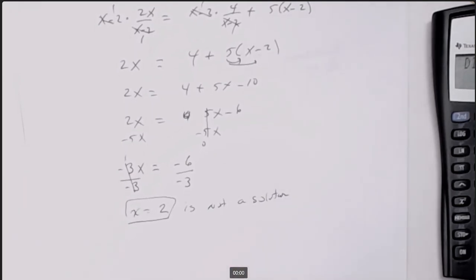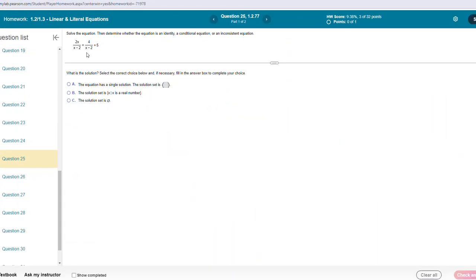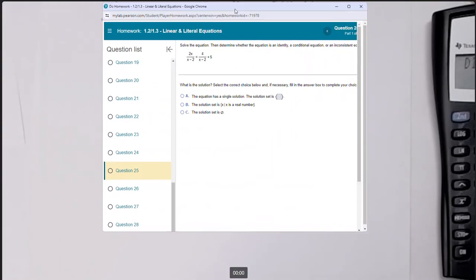So when you go over here and we look at this right here, and you ask for the solution, so what is the solution set? Is the solution set a single number? Is it 2? Because that's what we got, right? Is it all real numbers, or is it the empty set? What do y'all think? It's the empty set. It has no solution, so the solution is the empty set. So you'd say solution, empty set, and just put empty set.